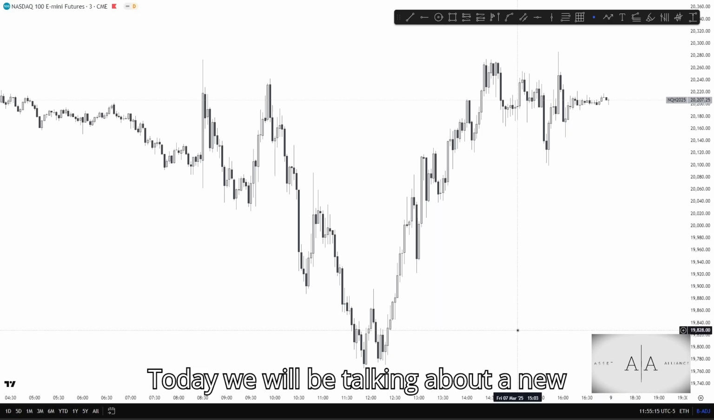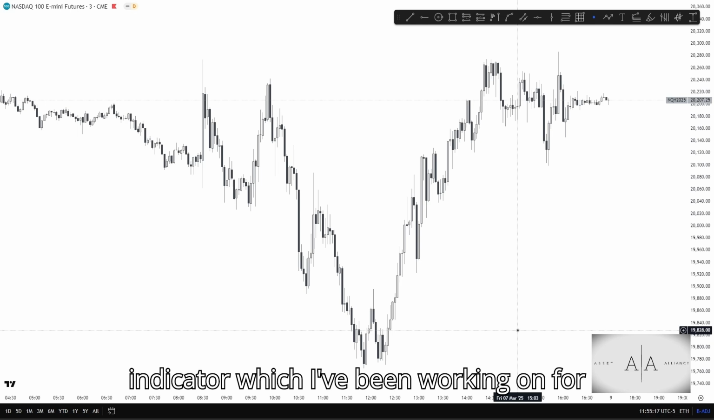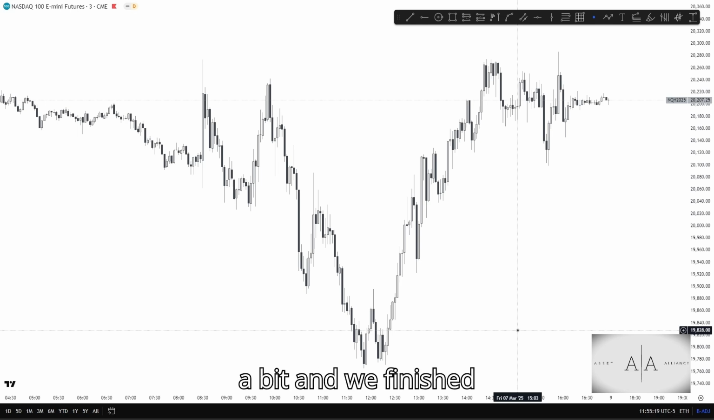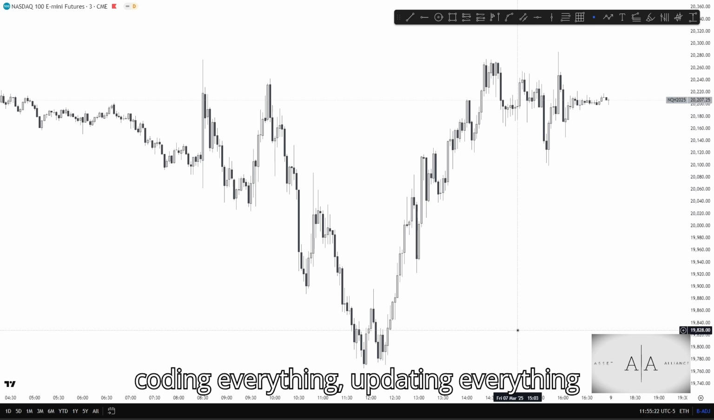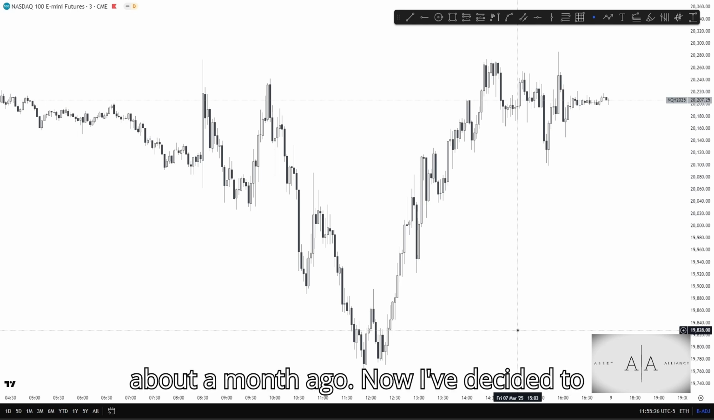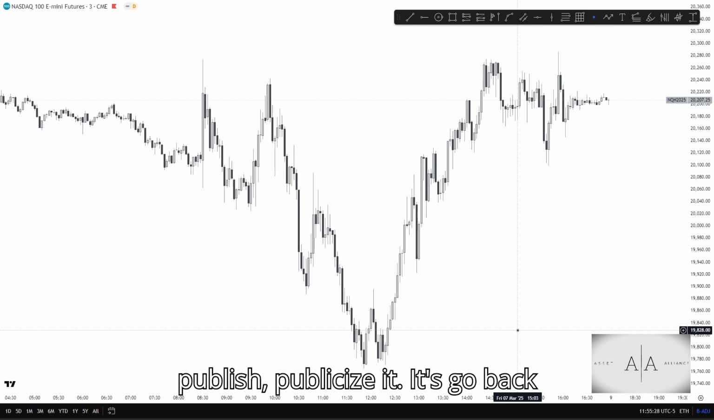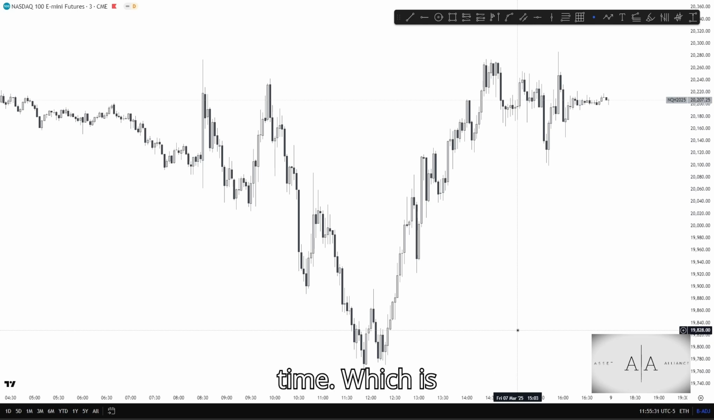Today we will be talking about a new indicator which I've been working on for a bit, and we finished coding everything, updating everything about a month ago. Now I've decided to publicize it. It's go back time, which is also vortex calculations paired together for HTF, MTF, and LTF highs and lows predetermined by time.